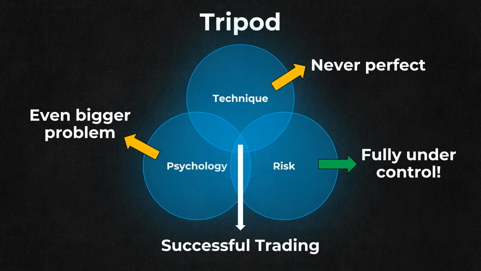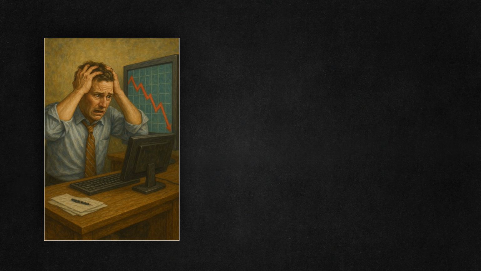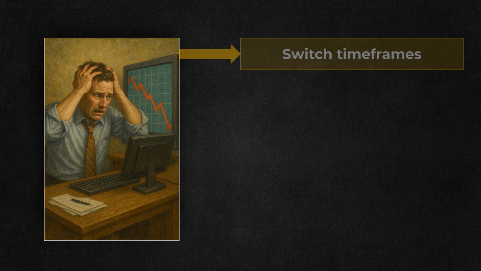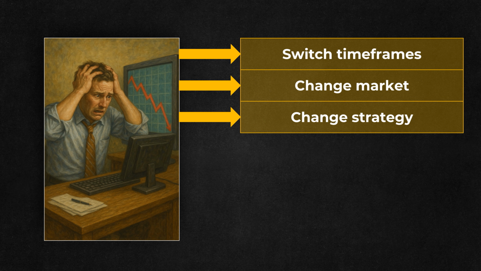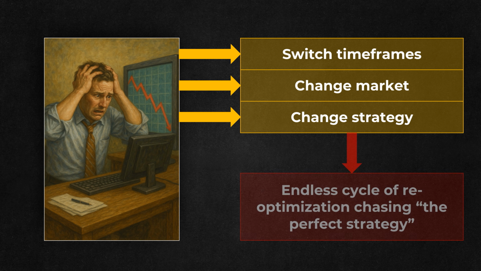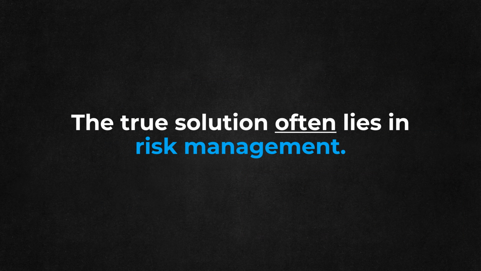Whenever traders begin to experience losses, their instinctive reaction is often to change something: switch time frames, try a different market, or adopt a new strategy. This leads to a never-ending cycle of reoptimization, constantly chasing the illusion of a perfect strategy. But in a lot of cases, the real problem is not the strategy. The true solution often lies in risk management, yet ironically, it's the last thing most traders address because it's not as exciting as seeking the new trading technique that will solve all your problems.